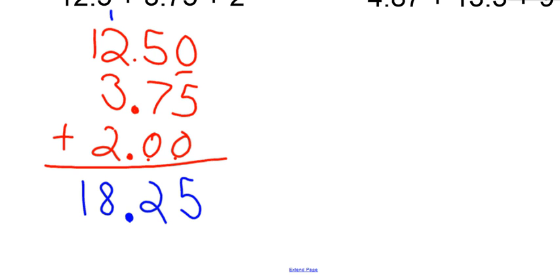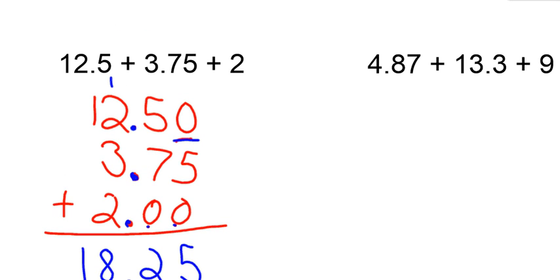So addition, adding decimals is line up the decimals, put zeros in where we need them, and then of course add. There's your sample problem. Go ahead and give it a go.